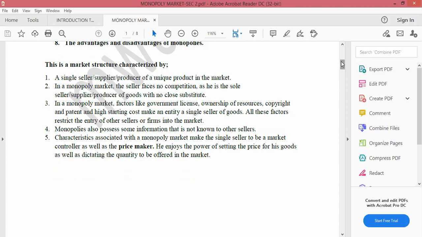This is a situation where the product has no close substitutes at all. You find that you are the only supplier, the only seller or dealer of the product in the region.